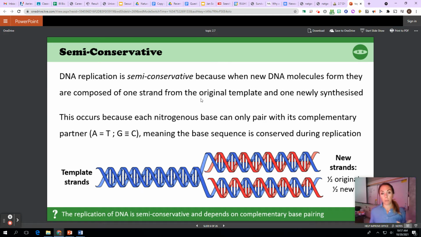This occurs because of my base pairing rule, my ATGC. So if I split something apart, but I still have that base pairing rule, I'm going to get the same result, right? So my old strand and my new strand are going to be identical. However, they only have half of that original strand, right? So semi-conservative, half old, half new, splitting apart. We'll talk about those enzymes here in a second.